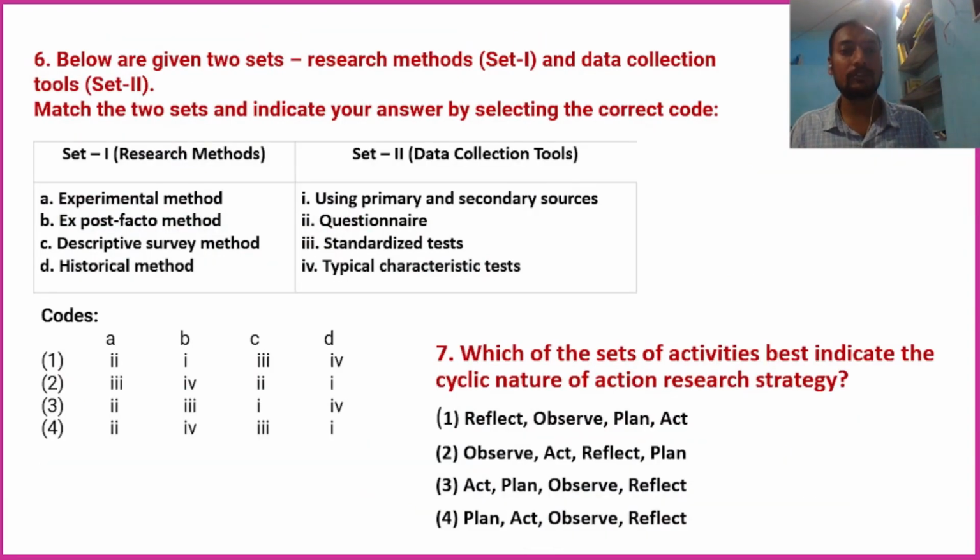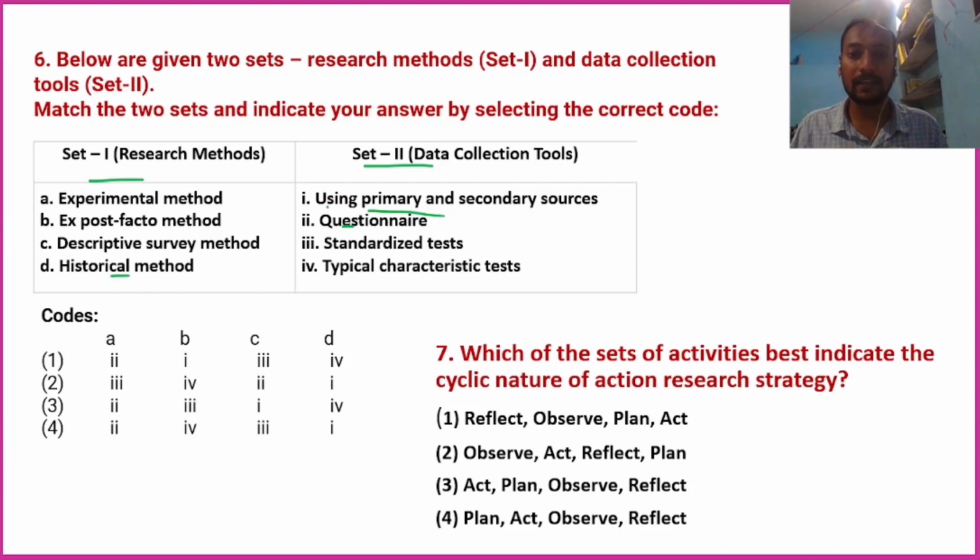See, there is one more question, explanation here. Below are the left table and right table. We need to match here, set 1 and set 2. Experimental methods, ex post facto method, descriptive survey method, historical method. And on this side: using primary and secondary sources, questionnaires, standardized tests, and typical characteristics test. The first option is empirical methods. Empirical means already told, the scientific study. Okay, clinical study.